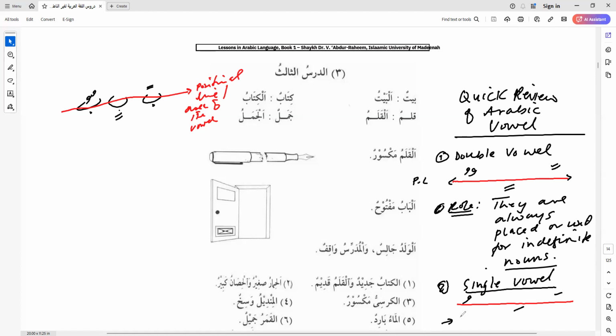And the single vowels are used with definite nouns in most cases. Not in all cases, but in most cases. And as we know, to every rule there is an exception. Later on, we'll look at some of these exceptions in book 3. But for now, let's suffice ourselves with this quick review.